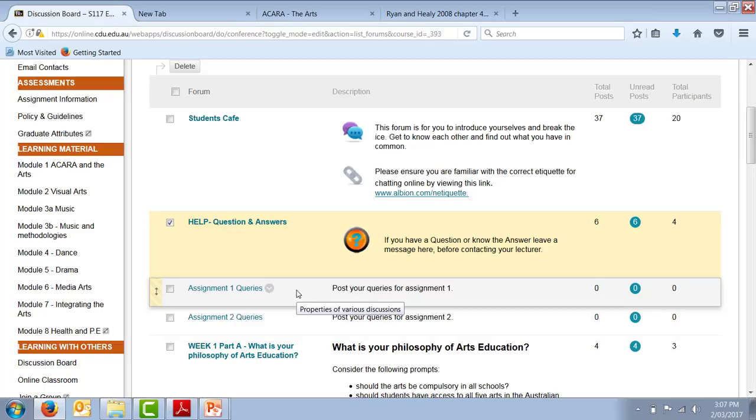It's in Red 6.1.08, from 1 o'clock till 3 o'clock on Thursdays.